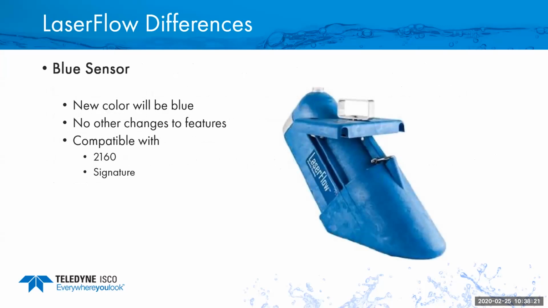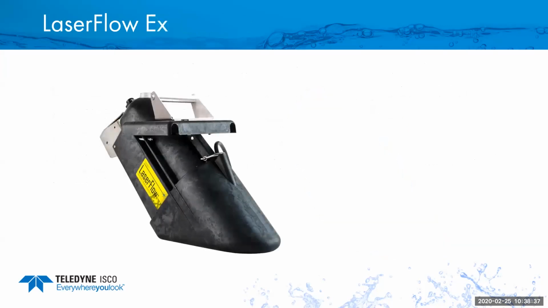The laser standard unit that you buy right now will be blue. There's no other feature changes to it. It's compatible with both the 2160, which is the laser module, the blue box, as well as the Signature itself. The LaserFlow EX, you can see that that's a little bit different. There's a little bit of a mount on the back, and there is the ultrasonic. It has to be mounted slightly different on that unit to meet the rating. But it will be a black sensor.